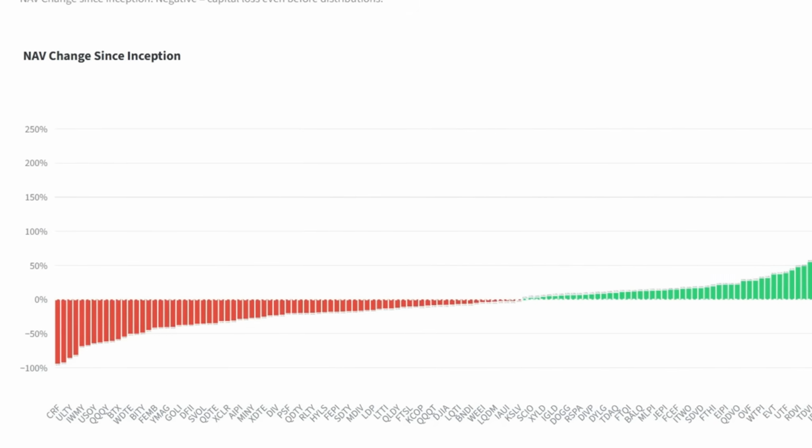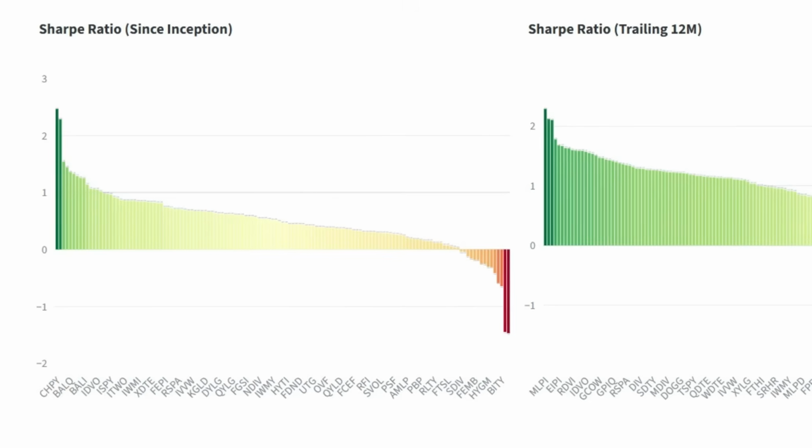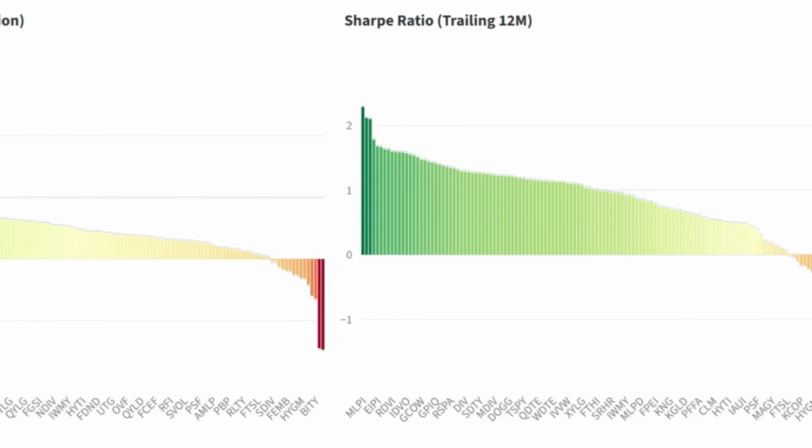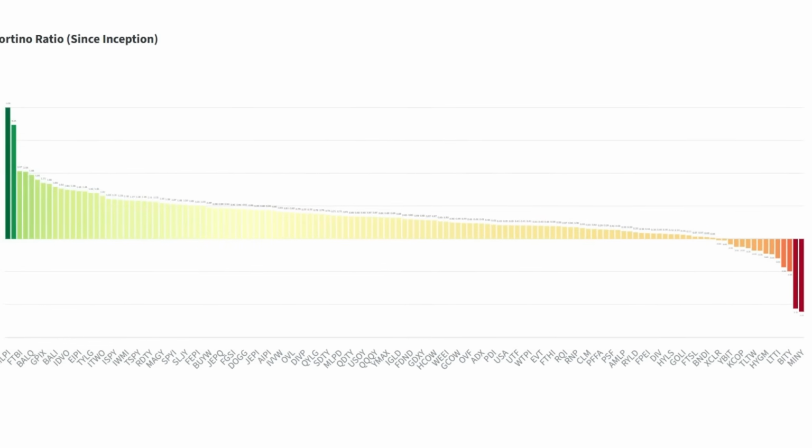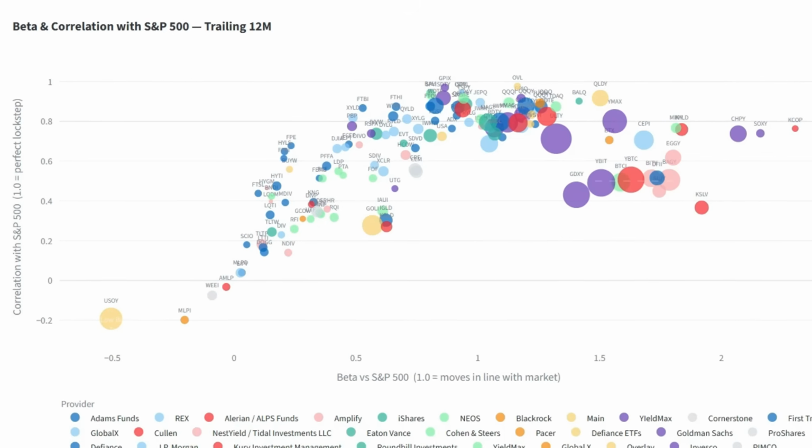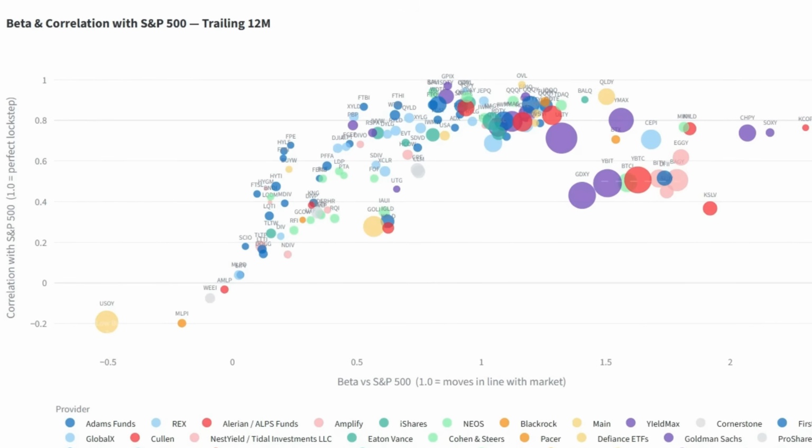So, where do you go to get the very best information on the constantly changing universe of high yield income ETFs? The important information on net asset value erosion, total returns? How about risk adjusted returns like the Sharpe ratio or the Sortino ratio? Perhaps understanding how all of these different ETFs interact with the S&P 500?